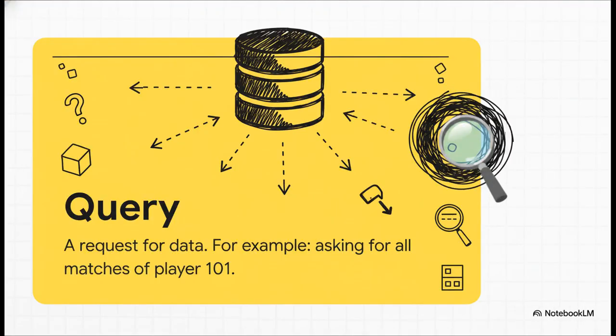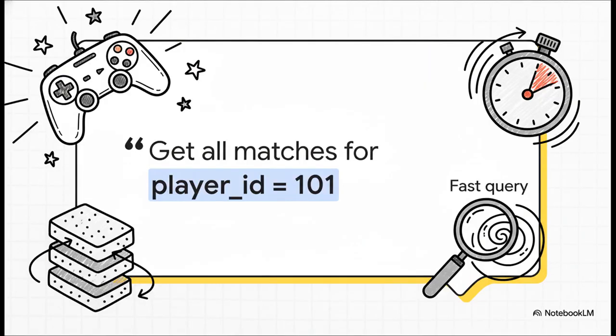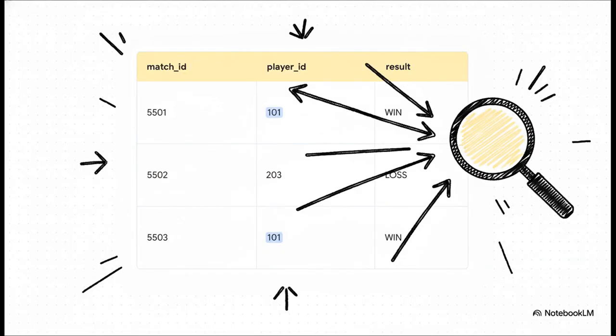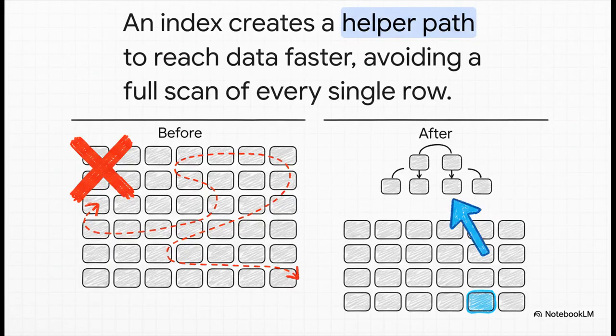Okay, quick vocab lesson. When we ask the database for information, that's called a query. So back in our game, a common query like this has to be lightning fast. By putting an index on player ID, boom, the database finds all their matches instantly. That index creates a direct path to the data, skipping that slow one-by-one scan.